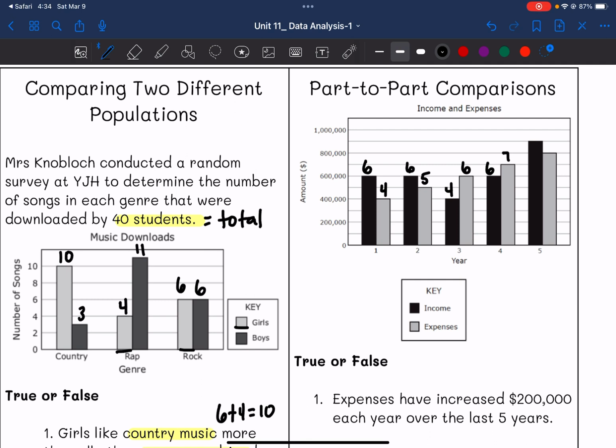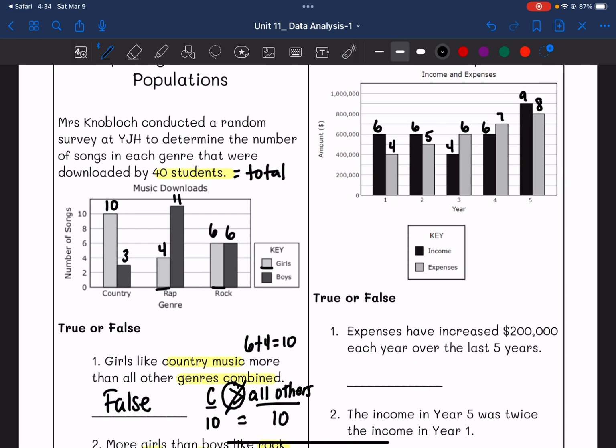7, 9, and 8. Okay, now that I have that, let's continue. All right, so expenses have increased 200,000 each year over the last 5 years. Okay, so that means expenses, which is the gray color, has gone up 200,000 each year.